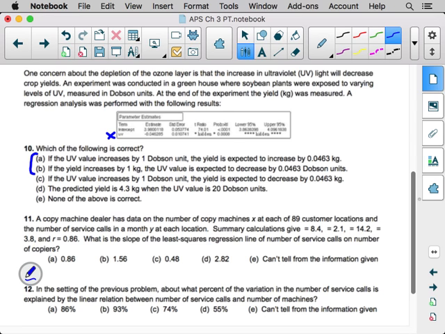Probably easier to see on your paper rather than mine. But what's happening to crop yield? For every Dobson, what's happening? Going down by 0.04 whatever. So which one of these, which one uses the right variables in the right way? If the Dobson value is increased by 1, yield decreases.